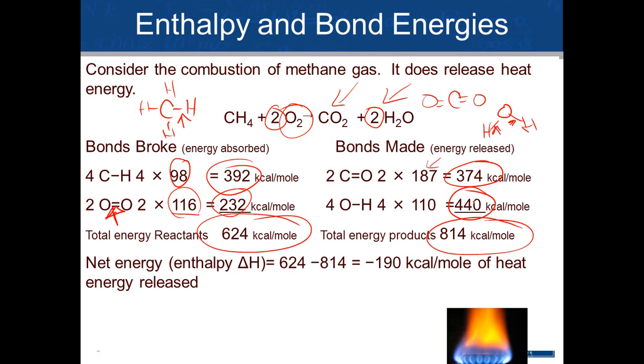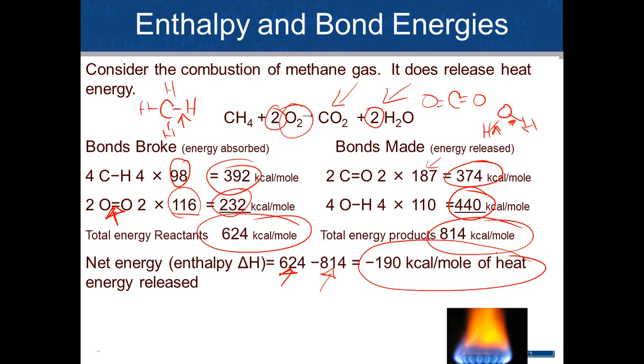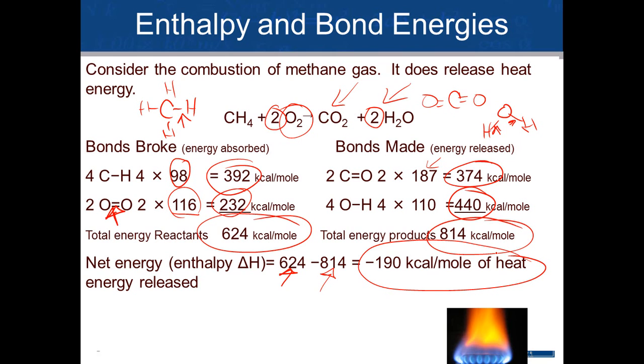So in terms of changing the bond energies, to break the bonds, it's going to take 624 kilocalories. To make the bonds, we're going to release 814 kilocalories. So what we're going to say is we're going to release 190 kilocalories of heat, if you will. And so it's a negative number. And so this is an exothermic reaction.